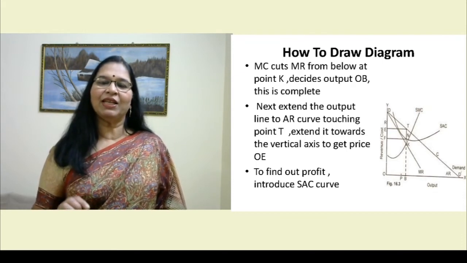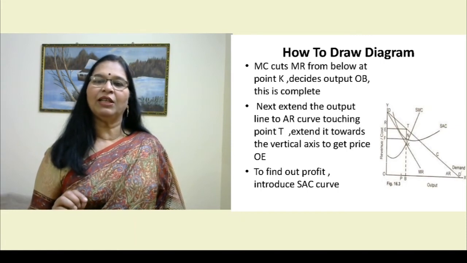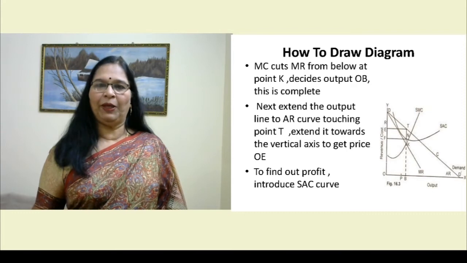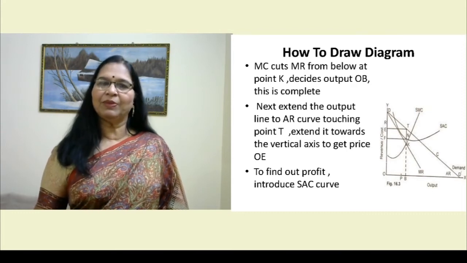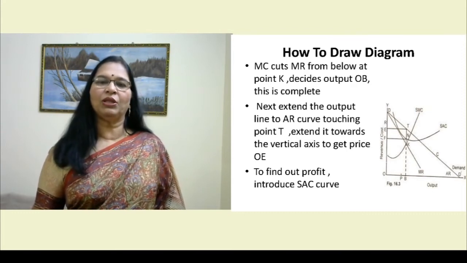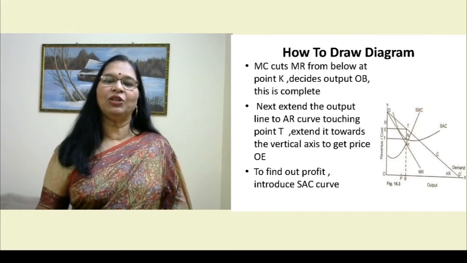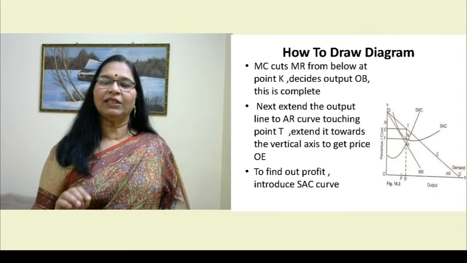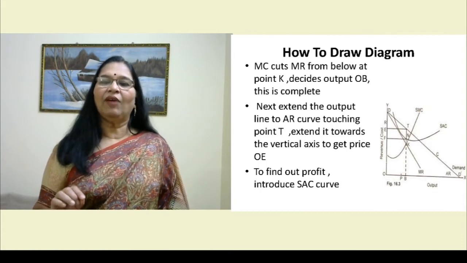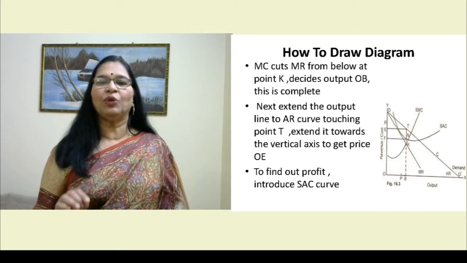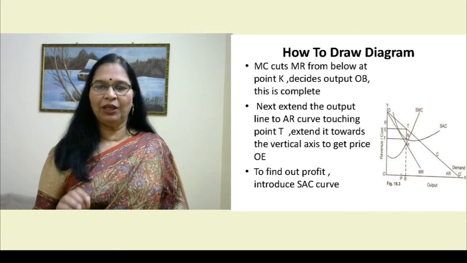First is MC cuts MR from below at point K, and output is decided at OB. That is clear. MC cuts MR from below and price output is decided at OB. Next, extend the output line to the AR curve touching the point T. Once it touches the point T, extend it towards the vertical axis to get the price at OE.